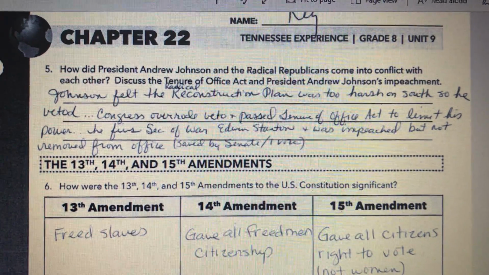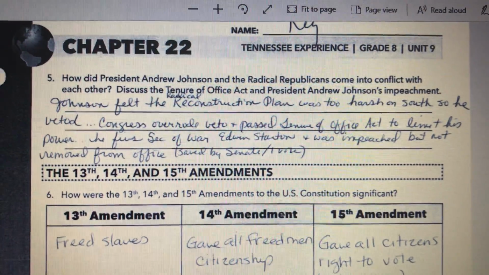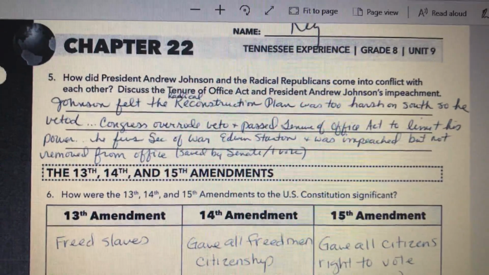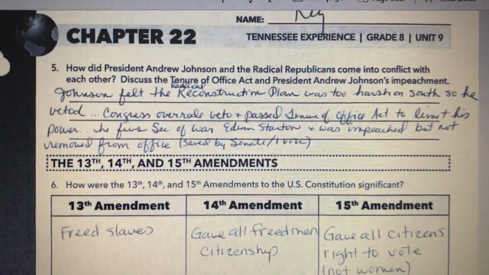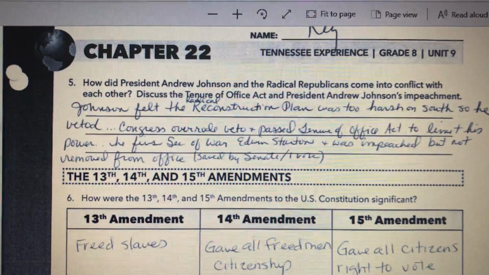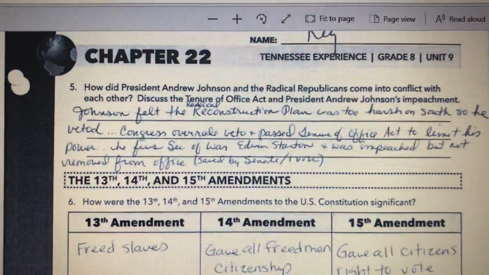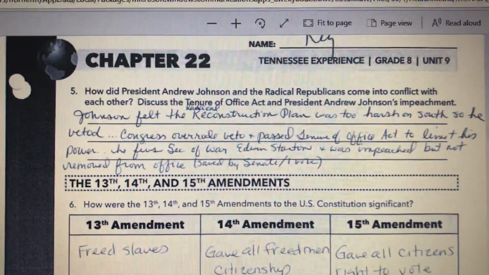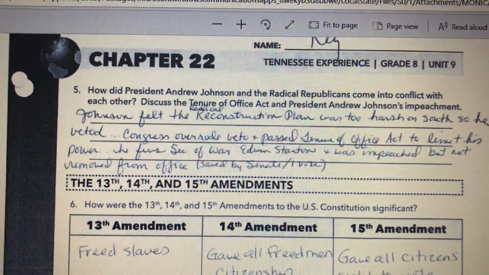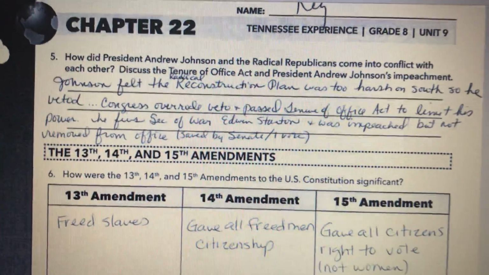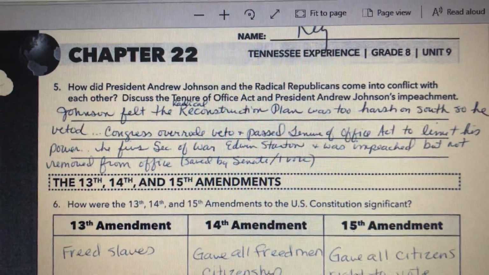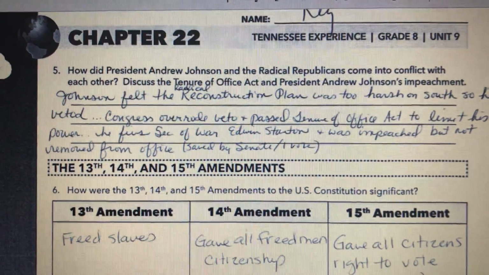Johnson felt, because he was a Southerner, that the radical Reconstruction plan was a little too harsh on the South. So when Congress proposed it, he vetoed it. Remember our checks and balances. That's one branch keeping the other one in check, or not allowing them too much power. So what did Congress do as a result? They overrode his veto and passed the Tenure of Office Act.